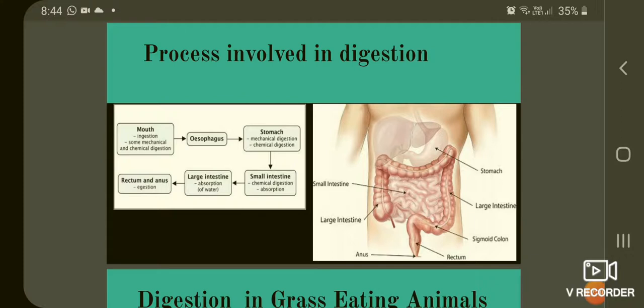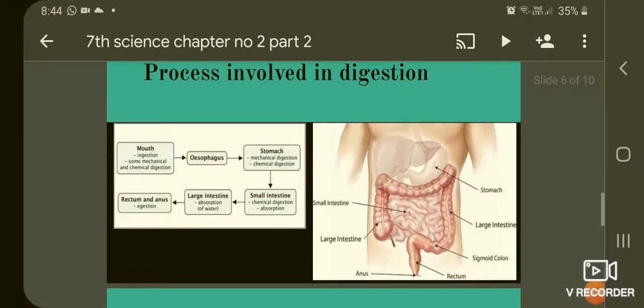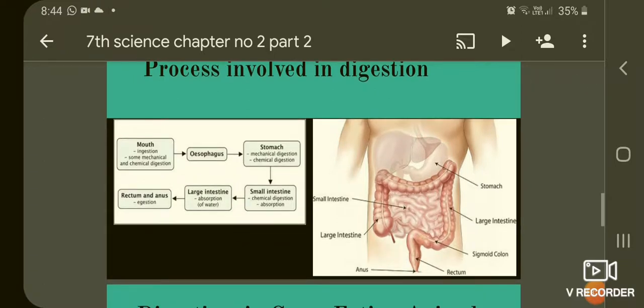Again the large intestine, here absorption of water takes place. Again rectum and anus. Egestion means fecal matter is removed through the anus. The remaining waste present in our body is taken out of the body through the anus. Can you all understand, students? What are the parts involved in the process of digestion? Mouth, esophagus, stomach, small intestine, large intestine, rectum and anus.